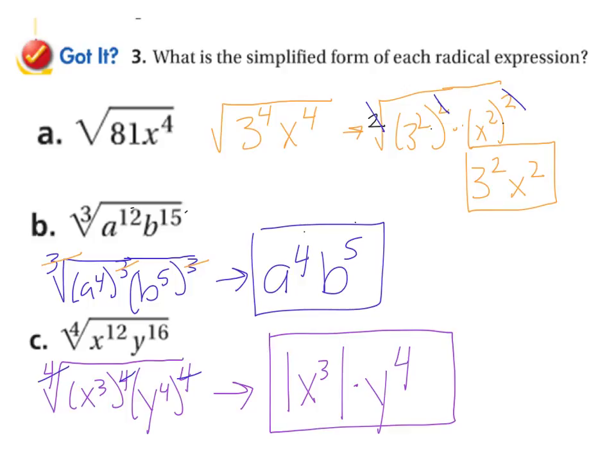My last one, looking for groups of 4. My x started as even and ended as odd, so that's why this absolute value has to be there. Because this should end as a positive number. Because when I started with x to the 12th, if I put negative 1 to the 12th power, that should end up to be a positive number. So this number should end up being a positive number.